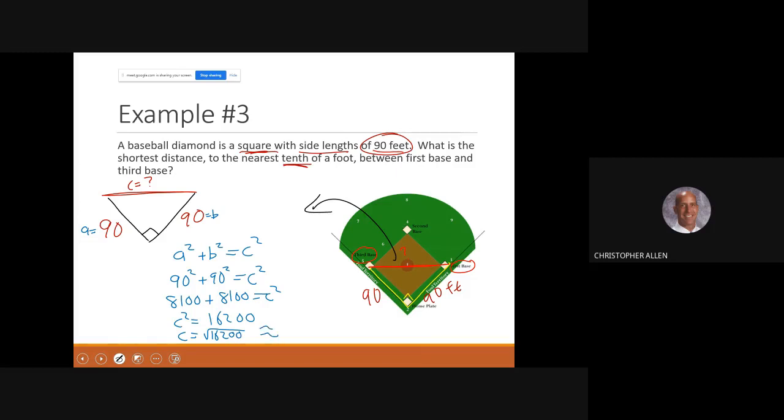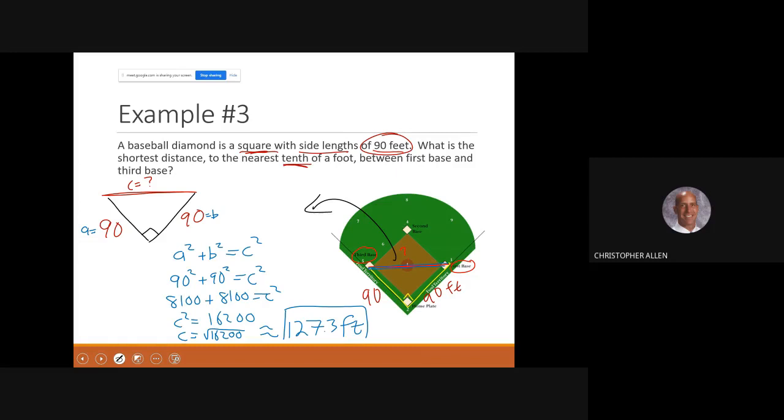And we want to round this to the nearest tenth. And I think it is 127.3 feet. Can anyone confirm that with me? Is that correct? You get that, guys? Okay. All right. So this distance right here from first base to third base is about 127.3 feet.